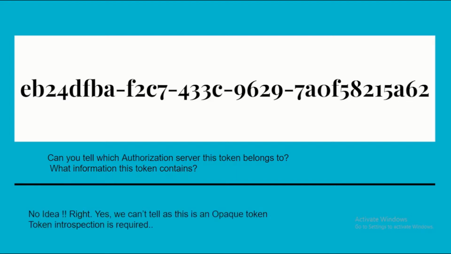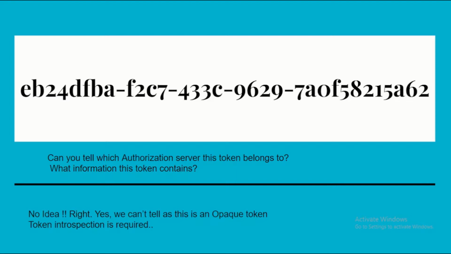No idea, right? We can't tell this because this is an opaque token. It's a black box. You can just say that this is a string literal, kind of a UUID. To know the attributes behind this token, you need to use token introspection. Many authorization servers have this token introspection endpoint, and it's part of OAuth 2.0.